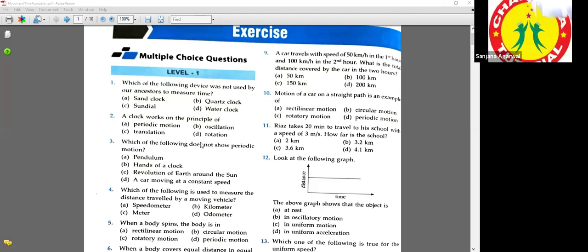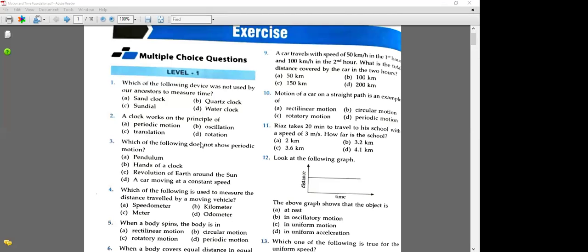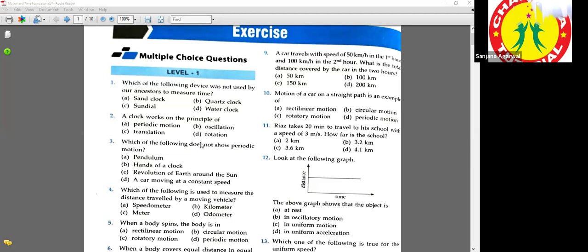Have you solved it? Yes, ma'am. Oh, great. So good. I want answers from others also. Please solve and share the answer.